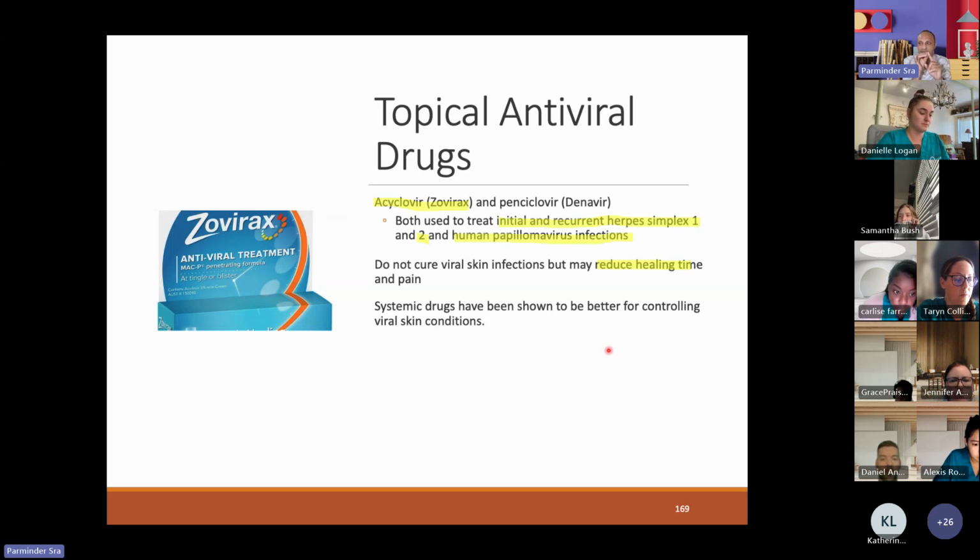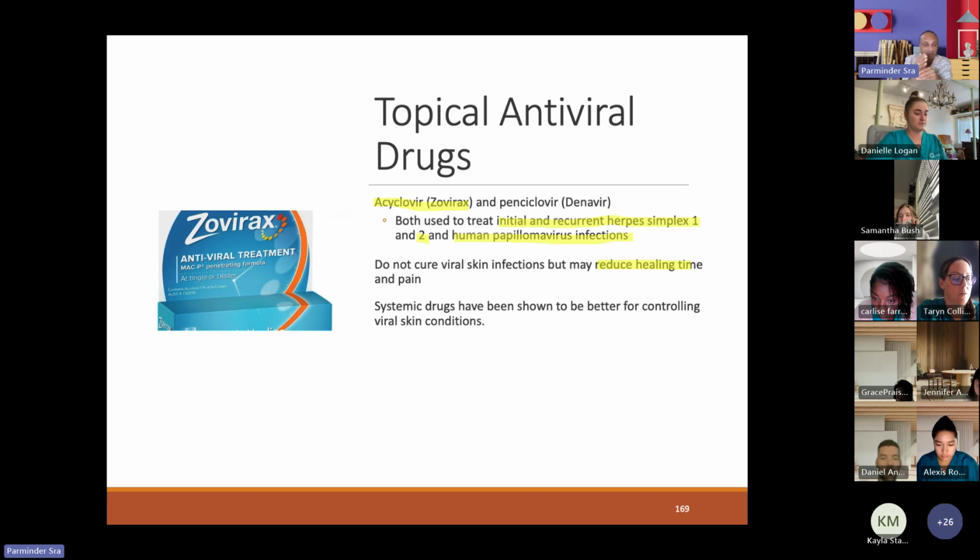This can be used for both HSV1 and HSV2 infection. So please know that, okay? Acyclovir, Zovirax, can be used for both HSV1 and HSV2. Now, do you guys remember what those HSV1 and HSV2 infections are? HSV1 is oral herpes, HSV2 is genital herpes. So this drug can be used for both. Very effective.